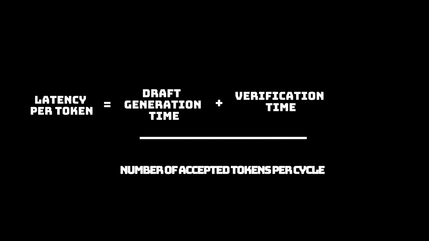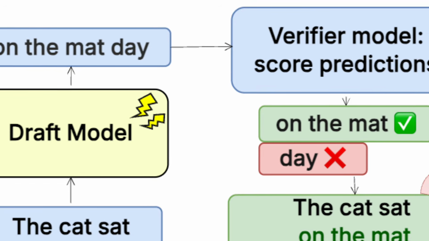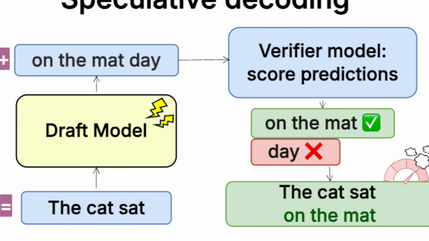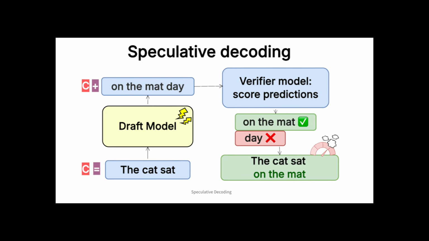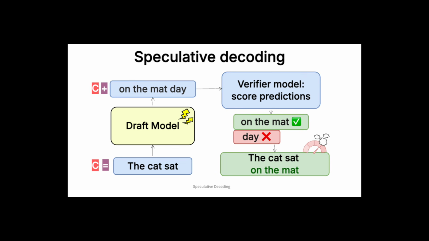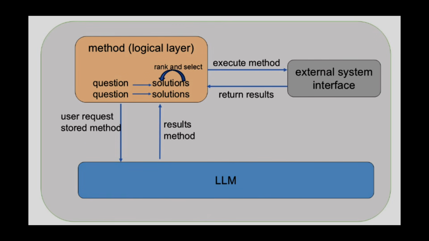plus verification time divided by the number of accepted tokens per cycle. From this, we can see that there are only three ways to speed things up. The first is to release drafts faster. The second is to increase the accuracy of drafts and accept more proposals in a single round. The third is to reduce unnecessary testing and conduct testing more intelligently. With conventional methods, improving one of these aspects often meant sacrificing another.